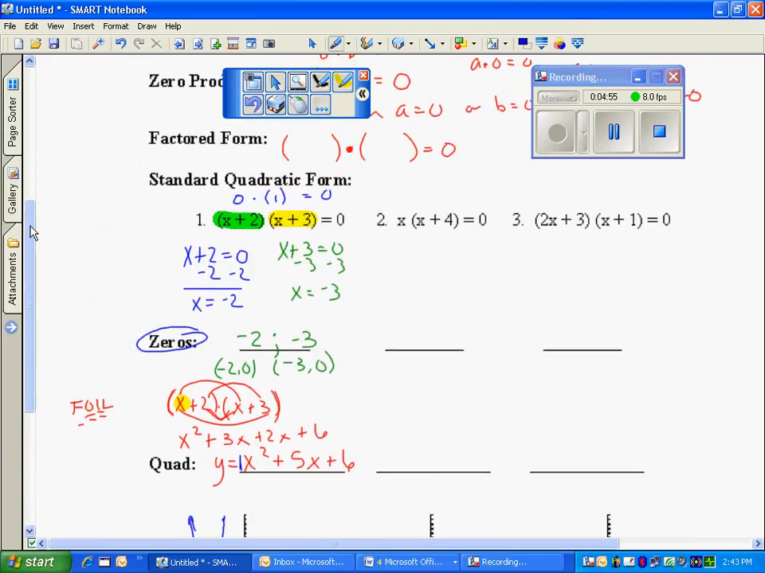What we want to do is take a and set it equal to 0, take b and set it equal to 0 from the zero product property. x is equal to 0. It's already done for me. Solving, I get x equals negative 4. So those are my two intercepts on my graph.